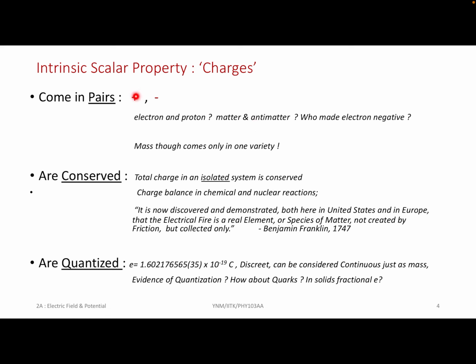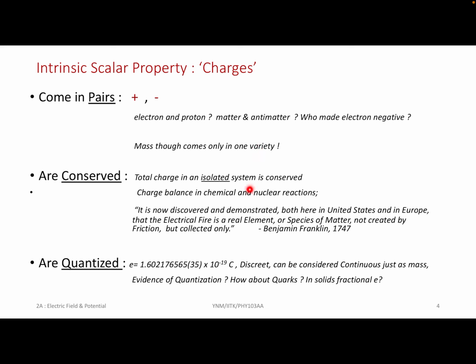Okay, so it's just that it comes in pairs. Who made electron negative? That's of course the force of history. We could have as well made electron positive and proton negative. But the fact that charges come in pairs is distinct from gravitation, where mass comes only in one variety, though both obey the inverse square law.